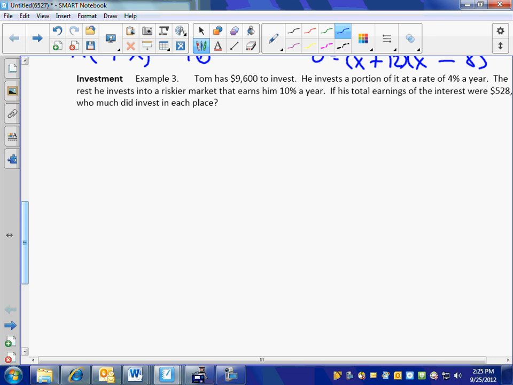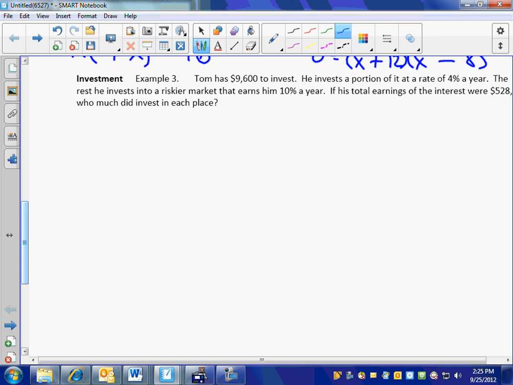What does that mean if he invests at 4%? It's going to earn, hopefully, 4% of that value that he'll get back. So if he invests $100, at the end of a year he'll hopefully have $104. The rest he invests into a riskier market that earns him 10% a year. His total earnings of interest were $528. He made $528 over the course of that year on his interest.